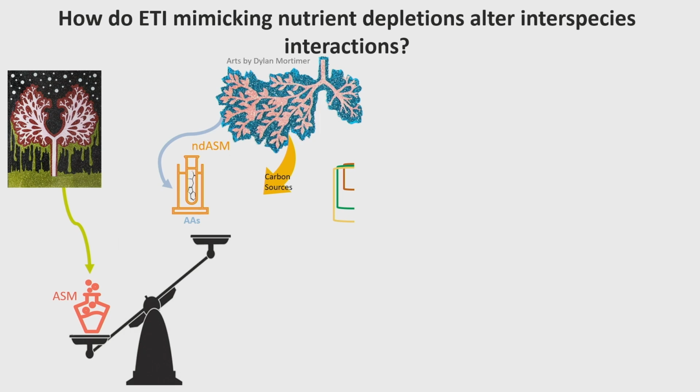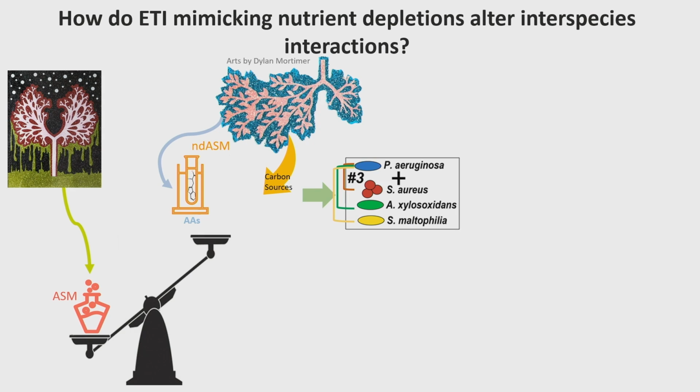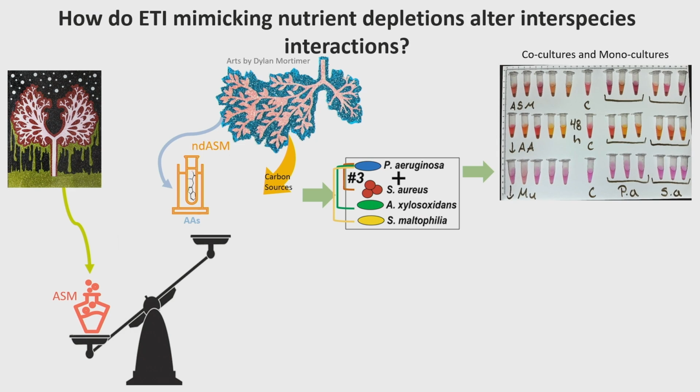So, how does ETI, mimicking nutrient depletion, alter specific interactions between bacteria? We chose 4 of these main pathogens, Pseudomonas aeruginosa, Staphylococcus aureus, Achromobacter xylosoxidans, and Stenotrophomonas maltophilia, and we performed a basic microbial competition experiment, but very informative in terms of functionality and physiology for us. We used artificial sputum media full of nutrients and artificial sputum media with low amino acid. And we cultured these bacteria 1 against 1.